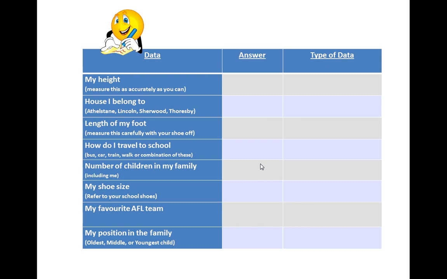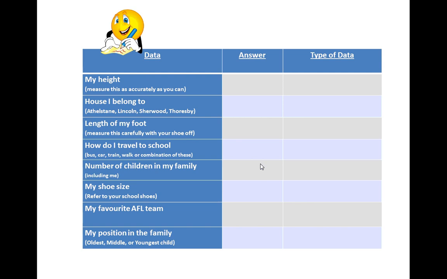Now on this particular slide you'll see the little yellow guy up the top there. That means you will need to draw up with your ruler this table into your workbook on the lined page side of the book. There are 8 different types of data down that left hand side: your height, the house you belong to, the length of your foot, etc. So you're going to be writing down those titles, and then in the column next to them you're going to be writing your answers. In some cases you may need to go and do some measuring, or get someone to help you with some measuring, particularly of your height.